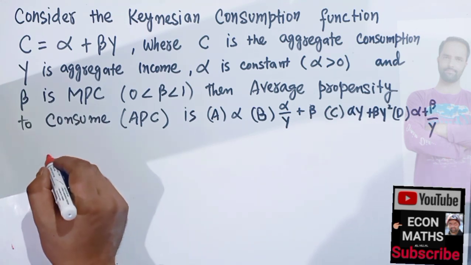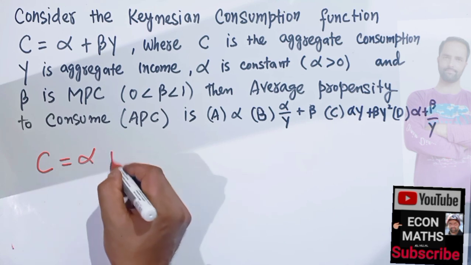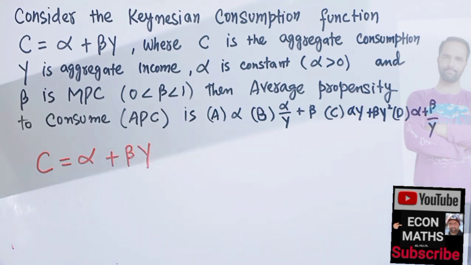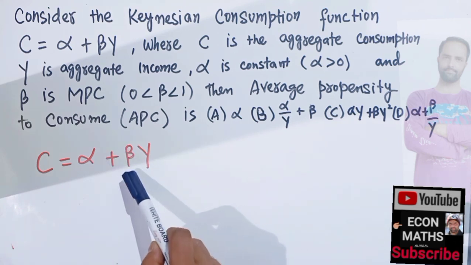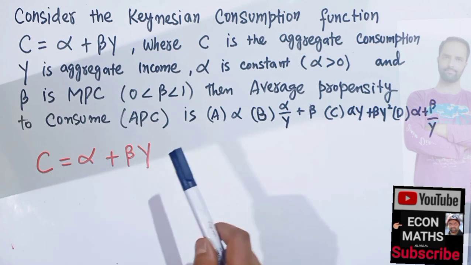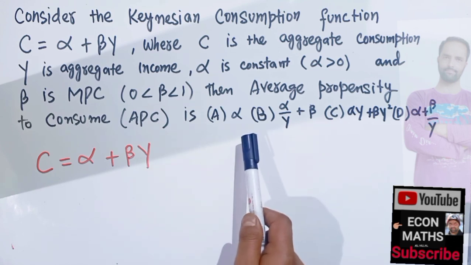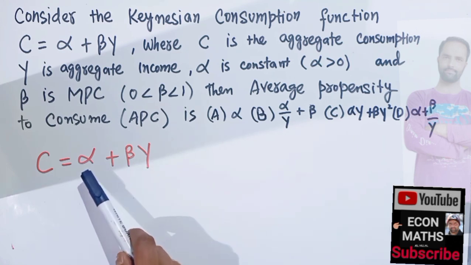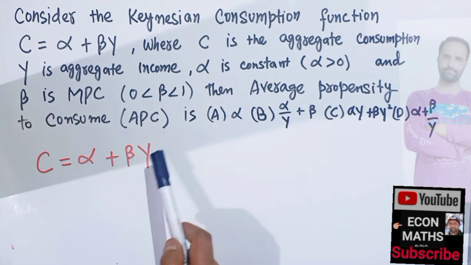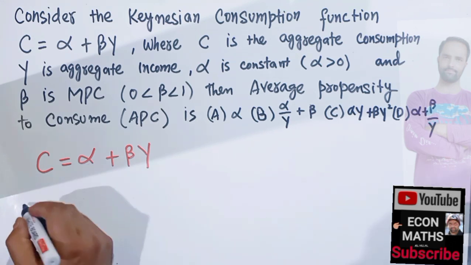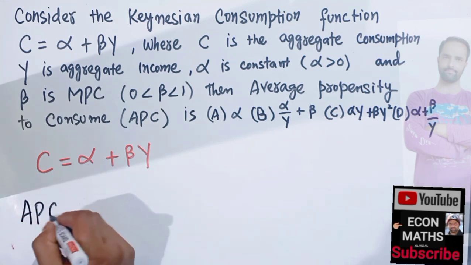So what we are being given, C is equal to alpha plus beta y. That means consumption depends upon the level of income. Beta is our marginal propensity to consume, how much we consume when income increases by 1 unit. That is being explained by this beta. Alpha denotes the autonomous consumption, that does not depend upon the level of income, whether income is 0 or 10, we have to consume something. Okay, the question tells us to find out the APC, that is average propensity to consume.